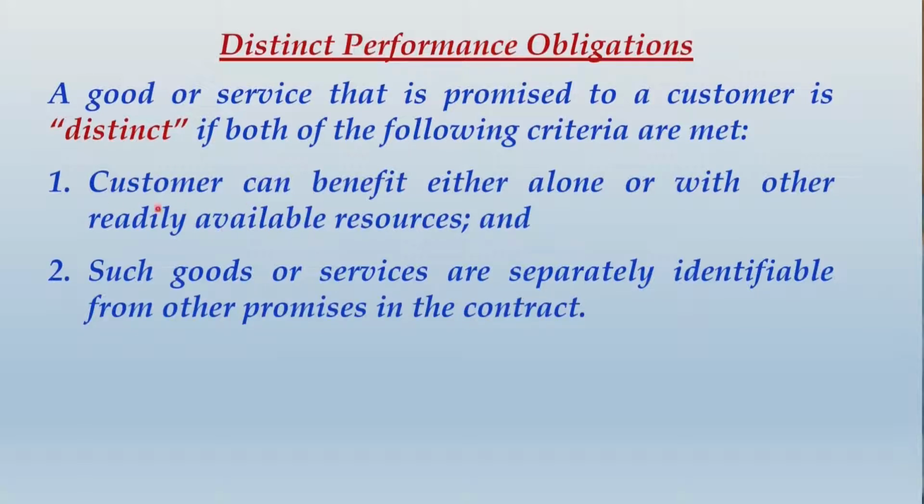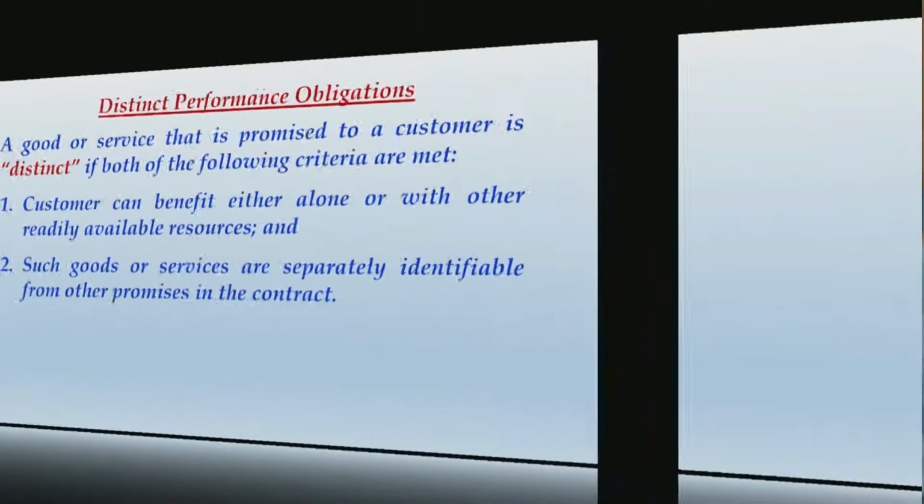Now the first point is very clear. The customer can benefit either alone or with other readily available resources. Now after fulfilling the first condition, when you go to the second condition, it says such goods or services are separately identifiable. Now what about this identifiability criteria? When can we say that they are separately identifiable and when they are not? So in this regard, let us write an additional note for better understanding.